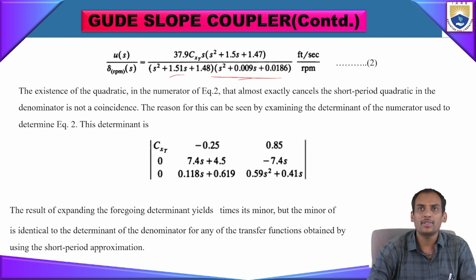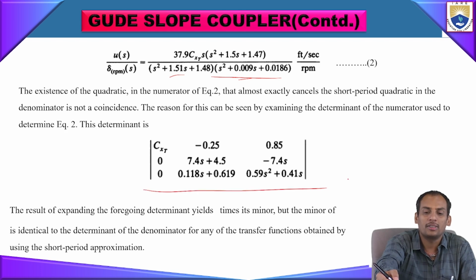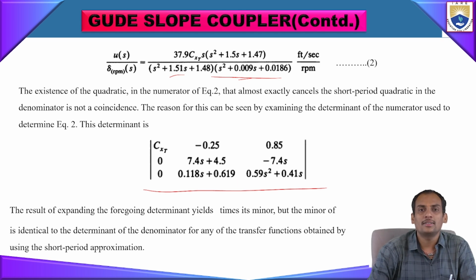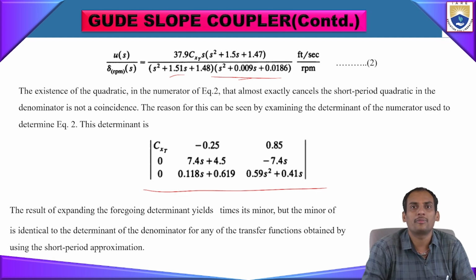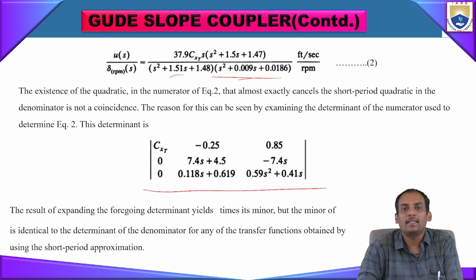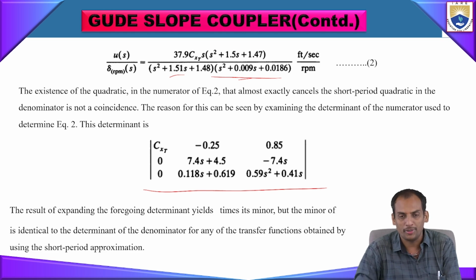For this reason, if we examine the determinant of the numerator used to determine equation 2, that determinant we can put in matrix form. It will be shown like this. The result of expanding the foregoing determinant yields a minor identical to that denominator. For any transfer function, it will be obtained by using the Phugoid mode approximation only.